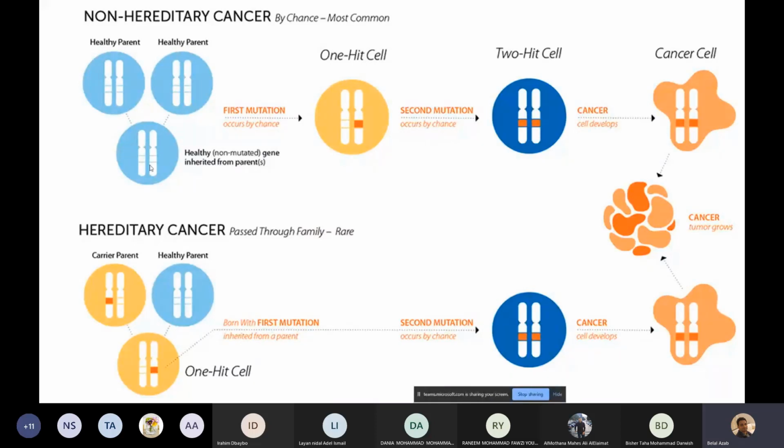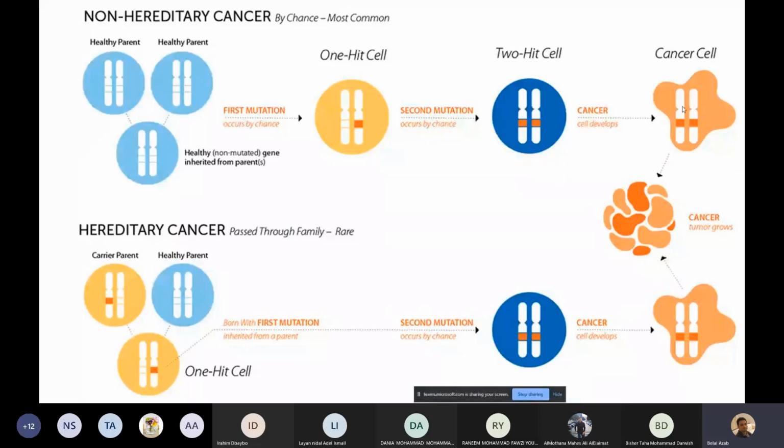Non-hereditary cancer is even stranger. No mutations are inherited from the parents. Rather, a hit occurs by chance in a group of cells in a certain tissue, and the second hit to the other allele also occurs by chance. This will increase the risk for developing cancer.